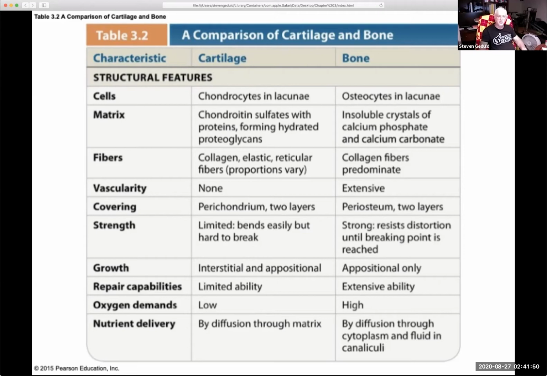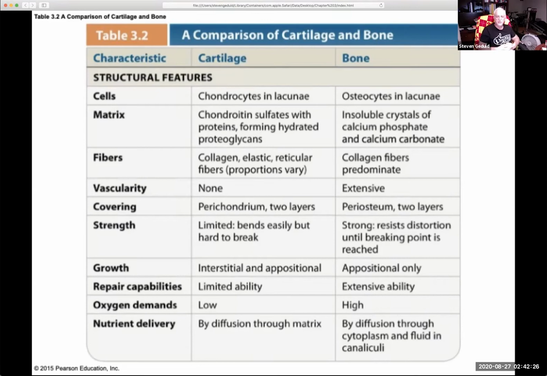Vascularity is a big, important difference. Cartilage has no blood supply. Bone has an extensive blood supply. If you break a bone, ever treated a broken bone, it bleeds and it hurts. So it's innervated and has blood vessels. The vascularity of cartilage is nil. There are no blood vessels in cartilage. In bone, there are a lot of blood vessels. The outer layer of cartilage is called the perichondrium. The outer layer of bone is called the periosteum.